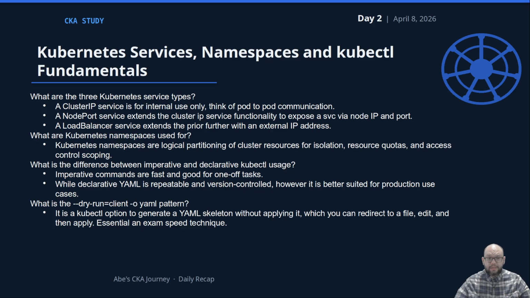In today's session, we will go over the Kubernetes services, namespaces, and kubectl fundamentals. What are the three Kubernetes service types? A cluster IP service is for internal use only. Think of pod-to-pod communication. A node port service extends the cluster IP service functionality to expose a service via node IP and port. A load balancer service extends the prior further with an external IP address.